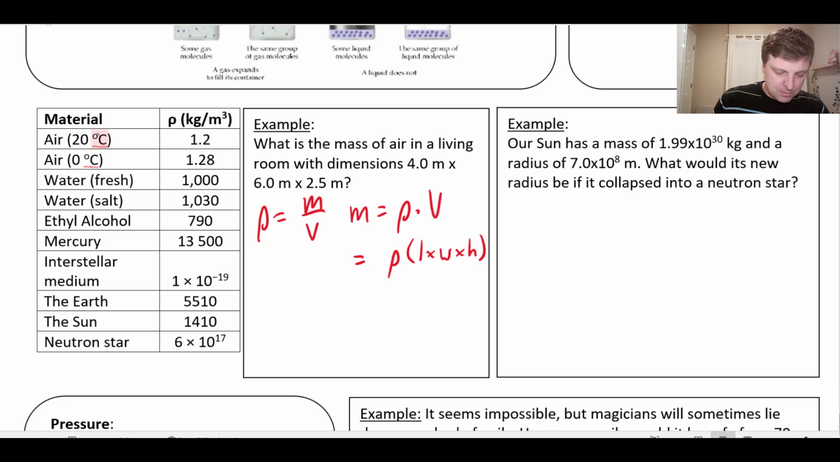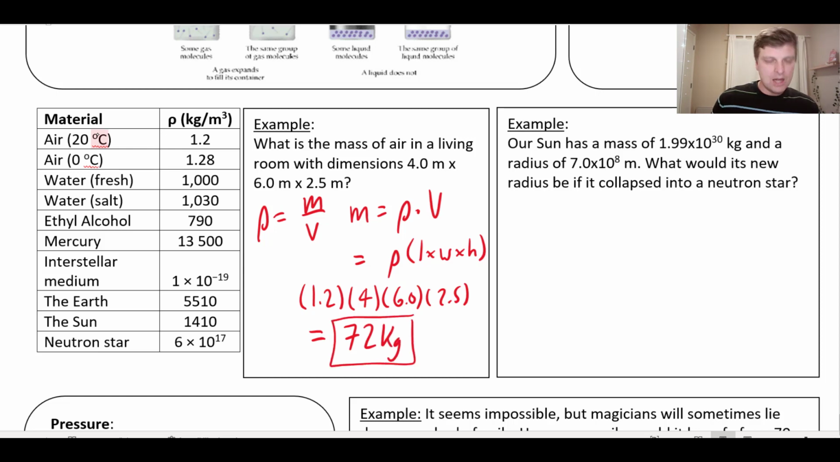So this is going to be, we'll assume it's 20 degrees, so air is about 1.2 for our density times 4 times 6 times 2.5, which gives me an overall mass of air of about 72 kilograms, which I don't know, that's kind of maybe surprising. I never thought about how much air is in a room, but 72 kilograms worth.